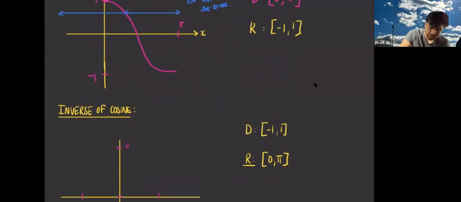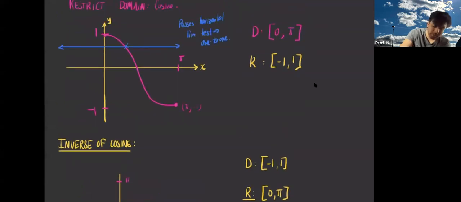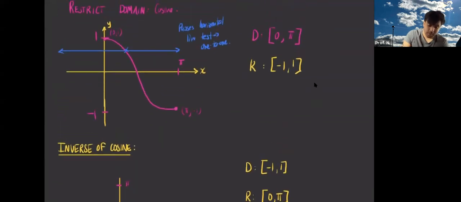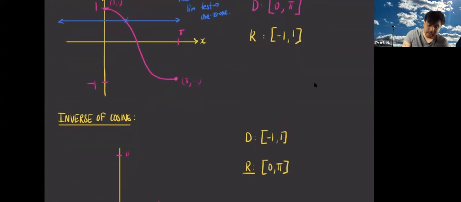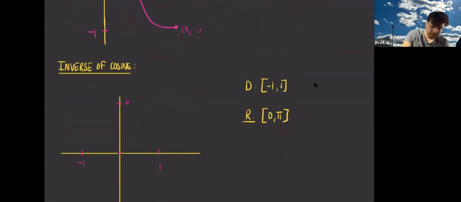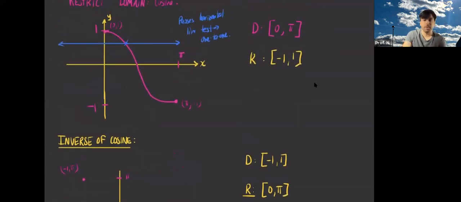And now this point here was what? This point here is pi, comma, -1. This point here is what? 0, comma 1. Now you flip it. When you flip it, you get -1, comma pi. This will be my point here, because I'm switching the x and the y's. And then this will be 1, comma 0, because my original function was 0, comma 1. Do you guys see that?